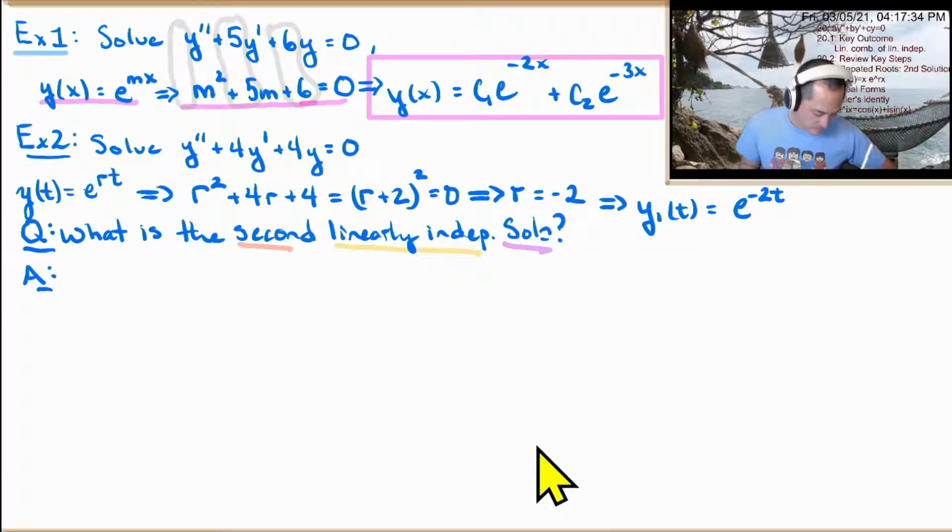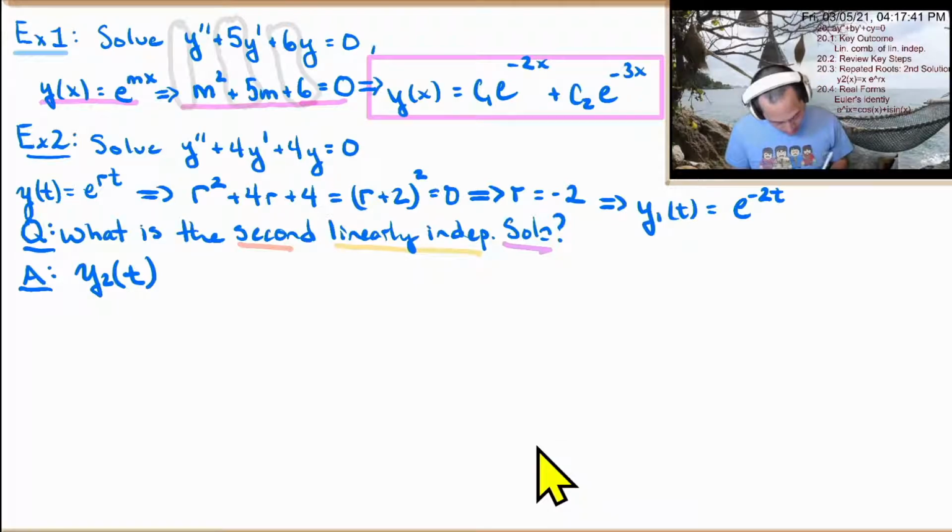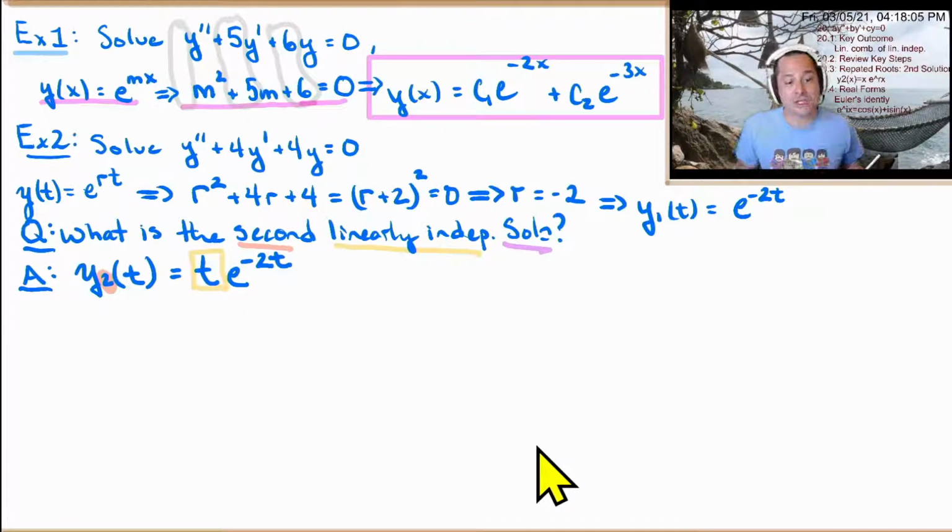Answer: the second linearly independent solution, and I'm not going to write that out in words, I'm just going to say y2. The 2 here denotes the second, is equal to te to the -2t. The linear independence is tied to that t multiplier. And then the question of whether this is a solution or not, we're going to have to address that.